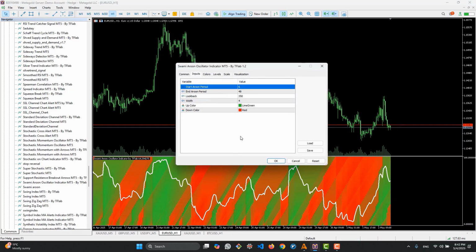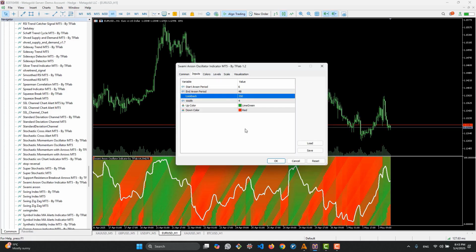The first option in the settings is the start period of this indicator, and the next option is the end period of the indicator. For example, when this number is set to 6, and this one to 48, it means that it uses data from 6 candles ago up to 48 candles ago in its calculations.